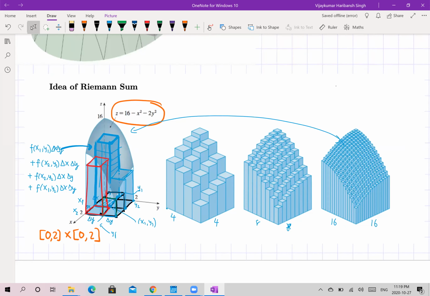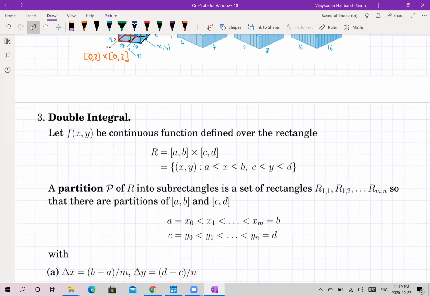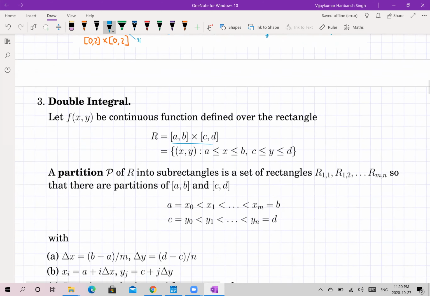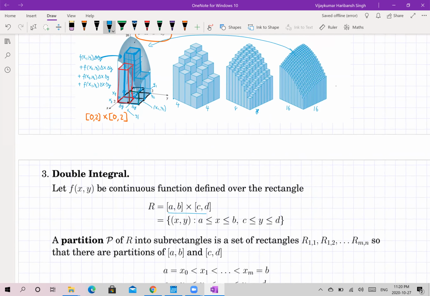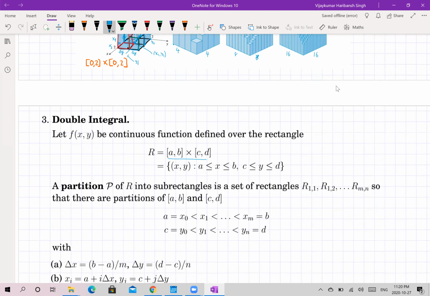Okay, so let's proceed with this. Let's formalize what we have learned now. Suppose f is a continuous function defined over the rectangle R equals [a,b] cross [c,d]. What does this rectangle mean? That your x is between a and b and y is between c and d. Then, to create these rectangles, we define what is called a partition of R. So a partition of R into sub-rectangles is rectangles of the form R11, R12, up to Rmn, which are given by the following.